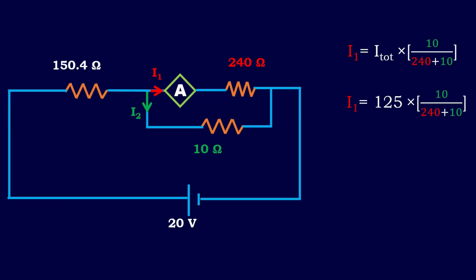So, I1 equals 125 milliampere into 10 divided by 240 plus 10. That is 125 into 10 divided by 250. This gives 5 milliampere. Hence, the ammeter reads 5 milliampere.